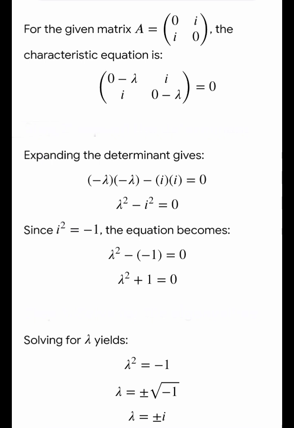So here we get the eigenvalue as plus or minus i. That is, the eigenvalue is imaginary. That is, the eigenvalue is complex and distinct. So the answer is option B.